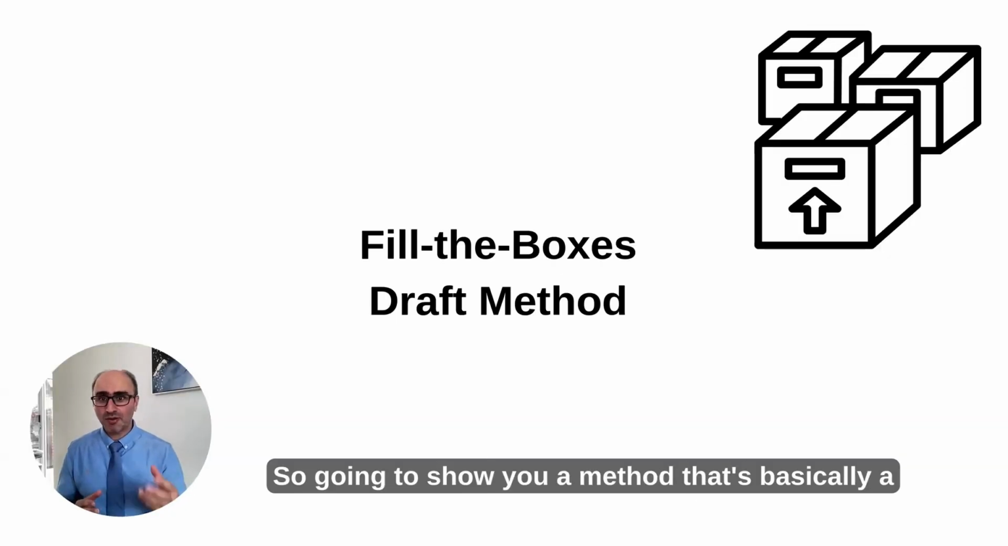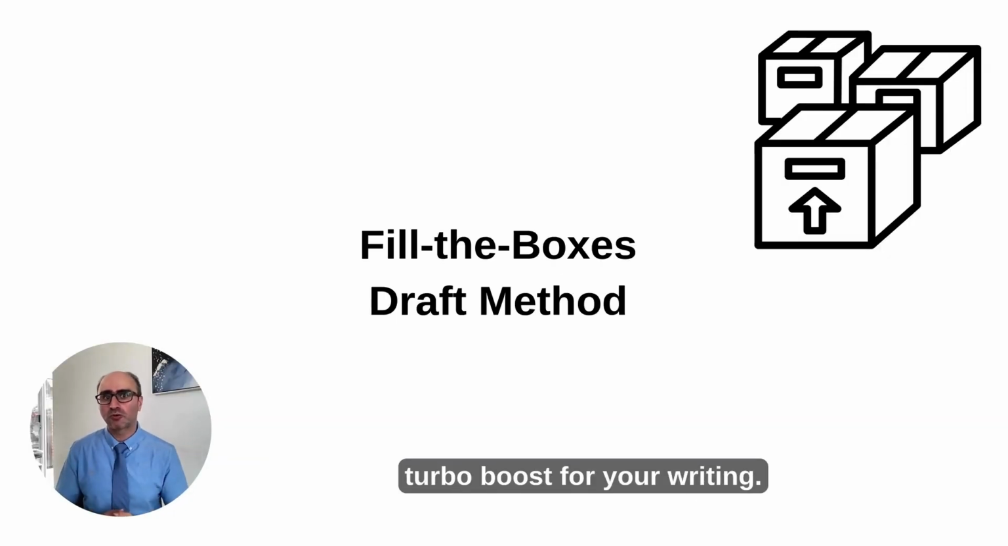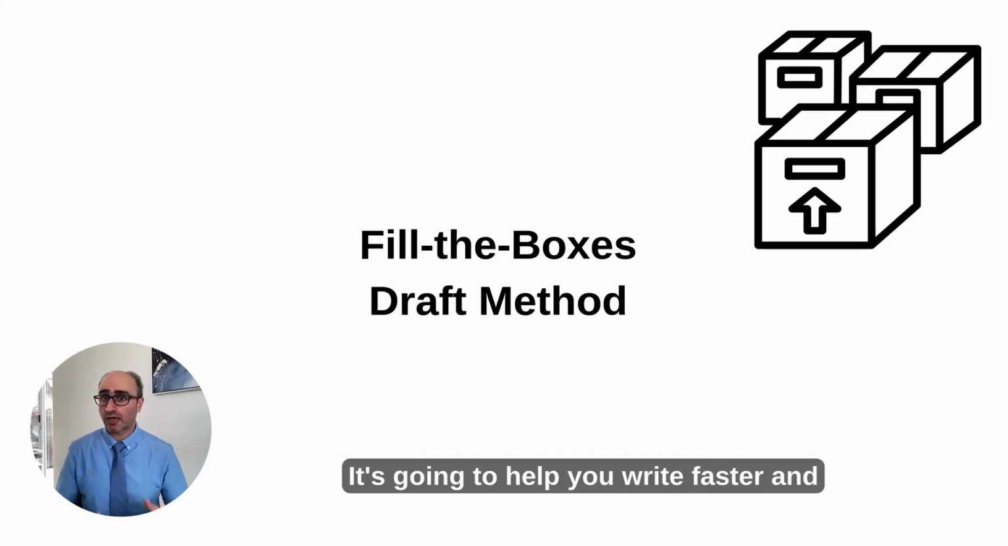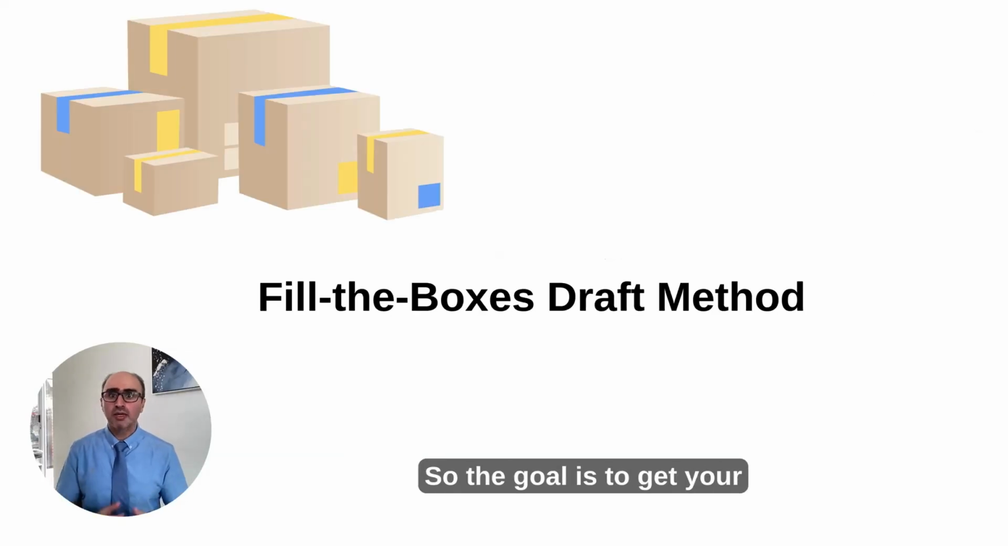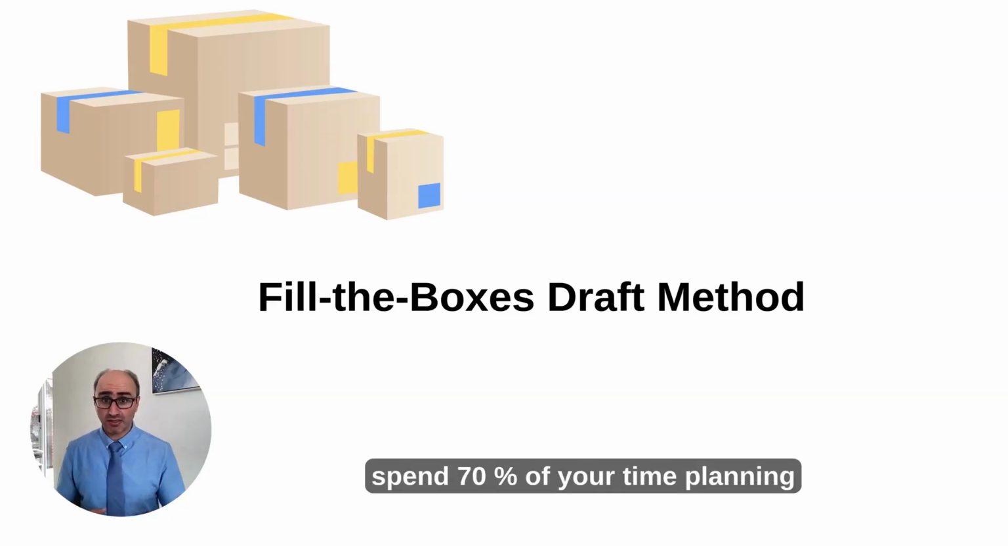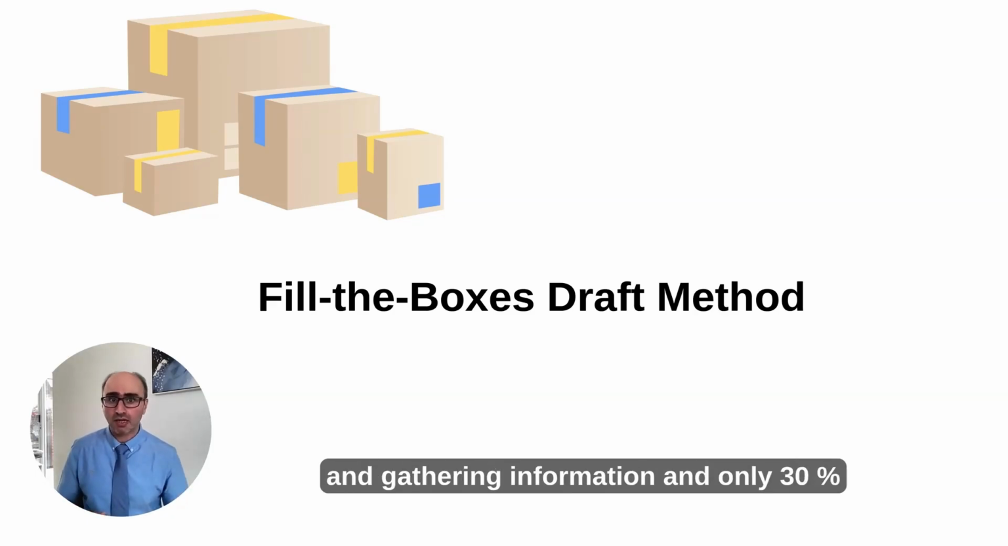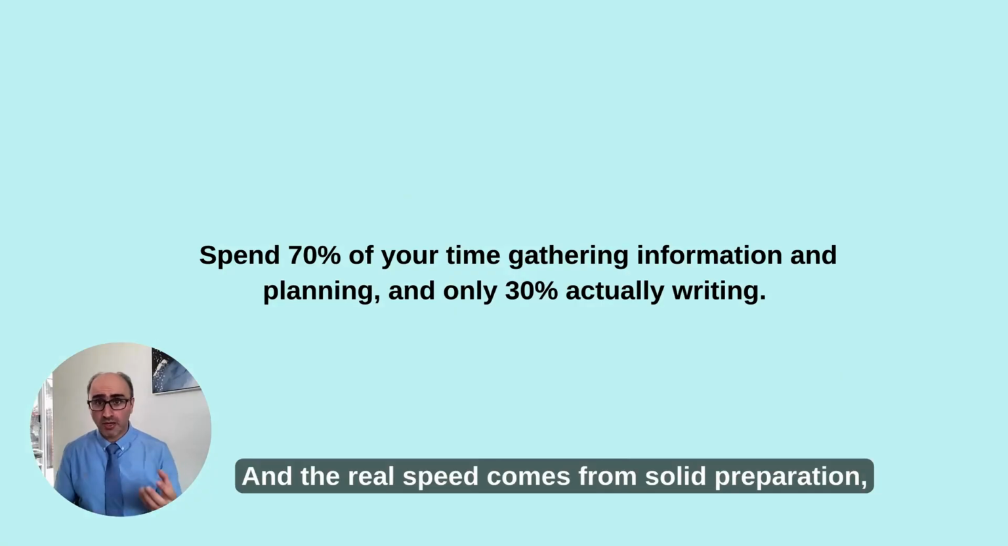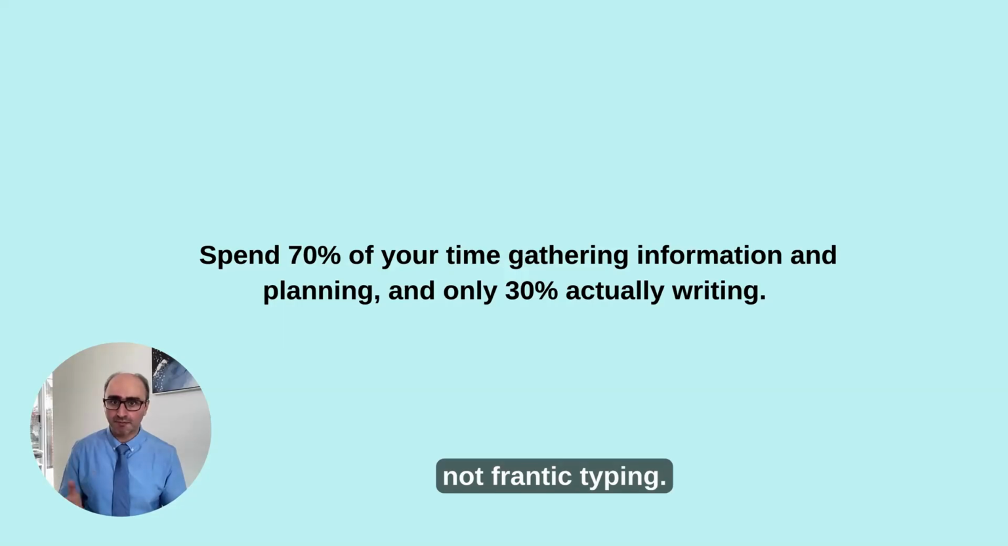So here is the deal. I'm going to show you a method that's basically a turbo boost for your writing. It's going to help you write faster and dodge writer's block completely. The goal is to get your assignment done fast. The key rule: spend 70% of your time planning and gathering information and only 30% actually writing. The real speed comes from solid preparation, not frantic typing.